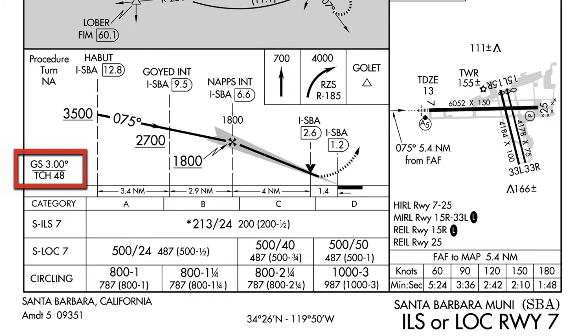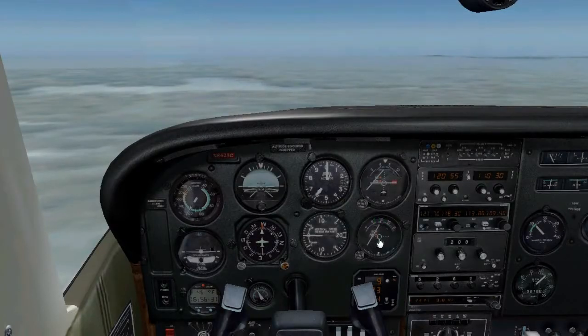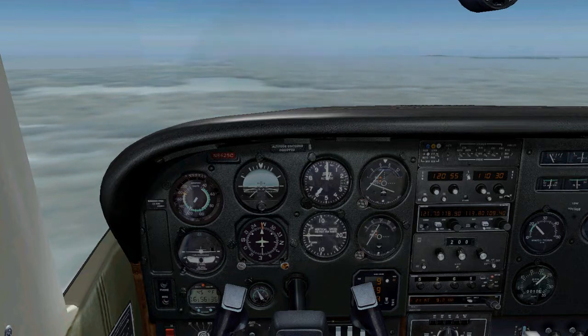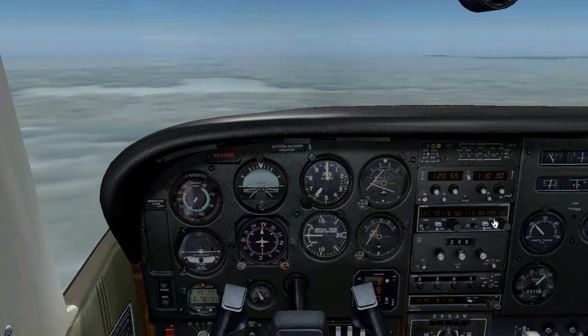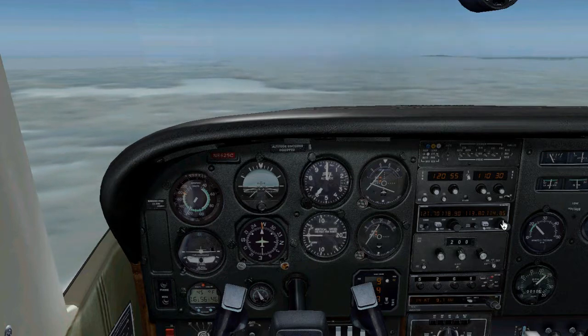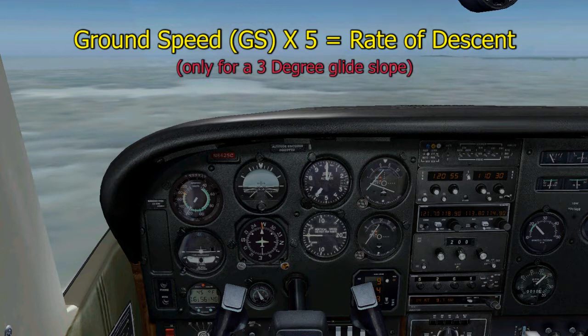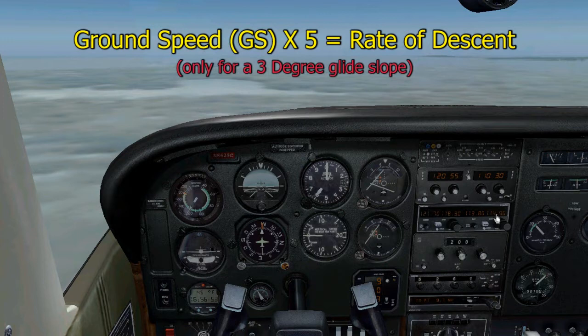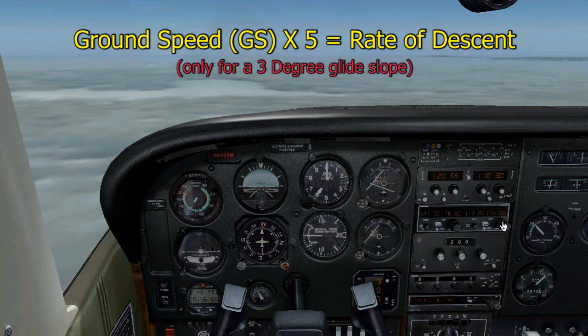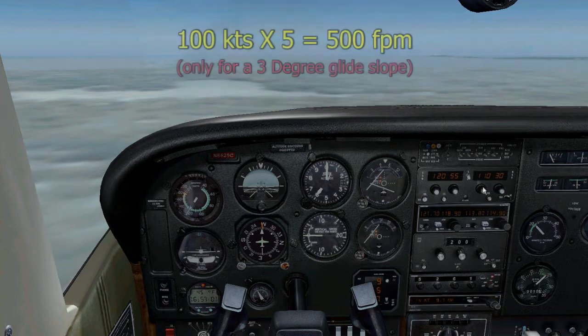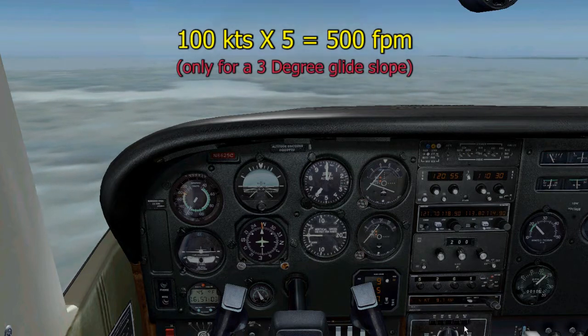Why is this important? Knowing the angle of descent for our glide slope and knowing our ground speed, we can figure out what our rate of descent needs to be to keep that glide slope needle centered. To find out what our rate of descent needs to be, there are two ways to do this. For a standard 3-degree glide slope, the easy way is to take your ground speed, which in the Cessna 182, the airplane I'm going to use today, will be approximately 100 knots. We take that ground approach speed of 100 knots and multiply it by 5, and we get a 500 feet per minute rate of descent.